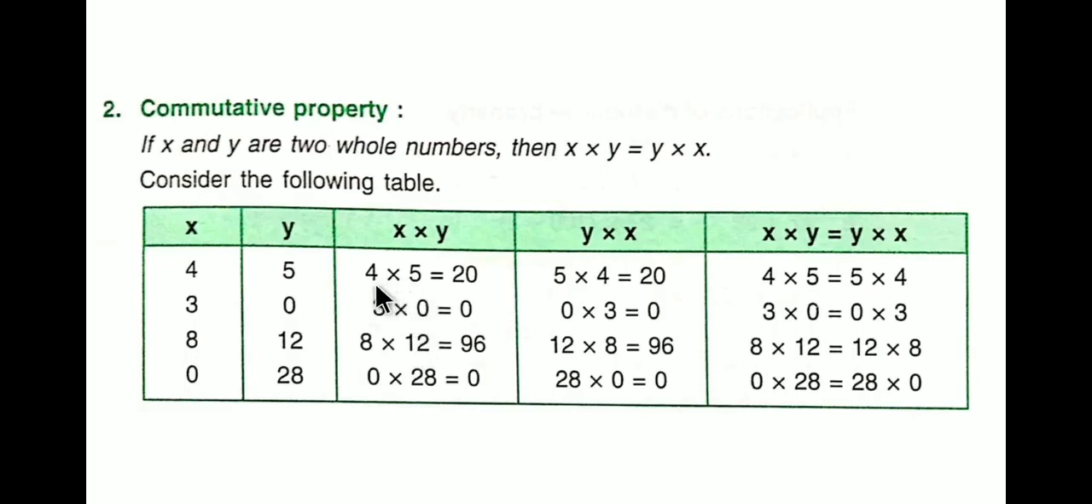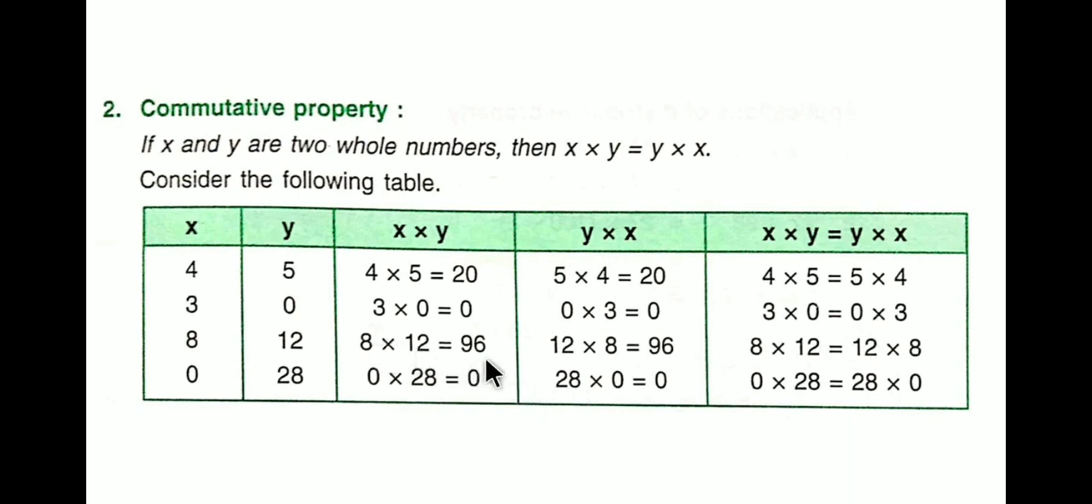Over here you can see 4 times 5 is 20 and 5 times 4 equals 20. So 4 times 5 and 5 times 4 both are equal. So this is the example for commutative property. Similarly, you can see there are 3 more examples. 3 times 0 is 0. 0 times 3 is also 0. So commutative property is fulfilled.